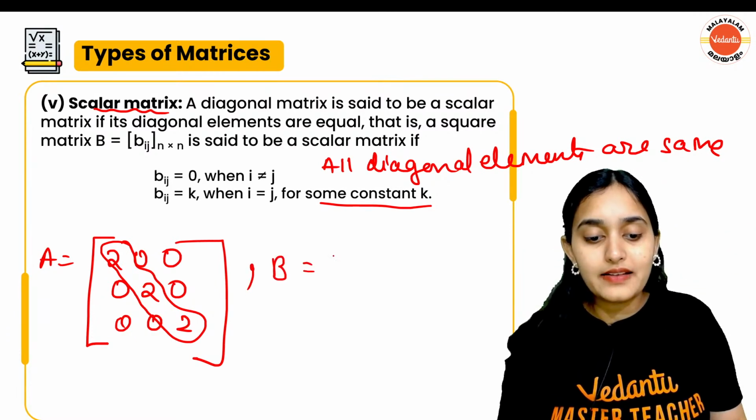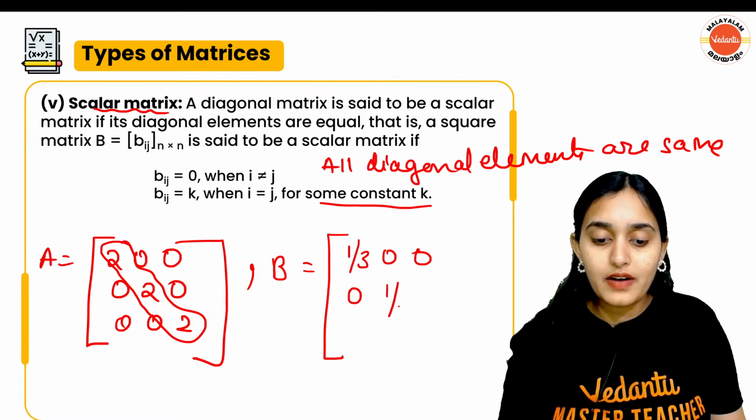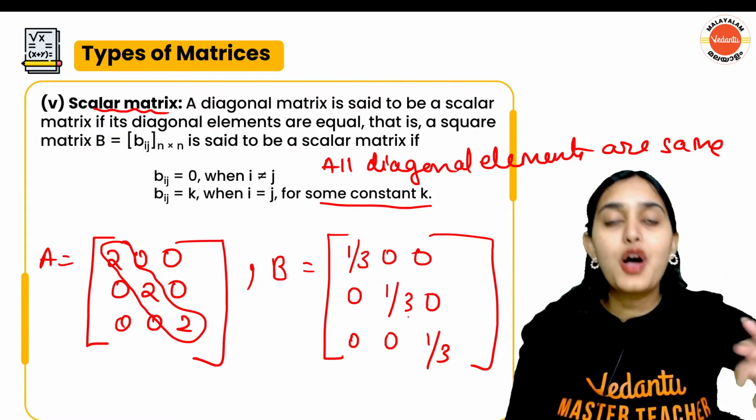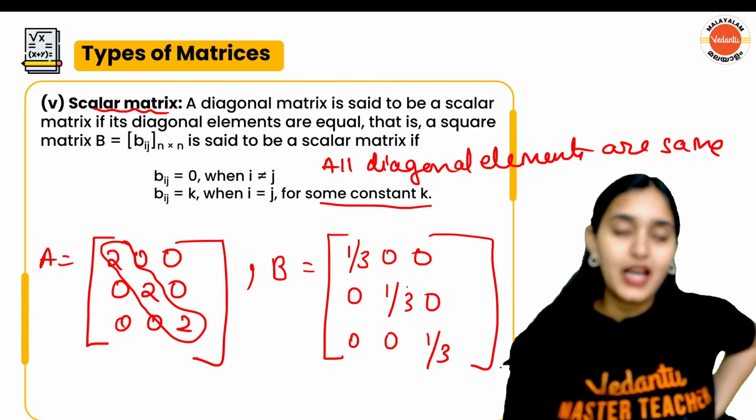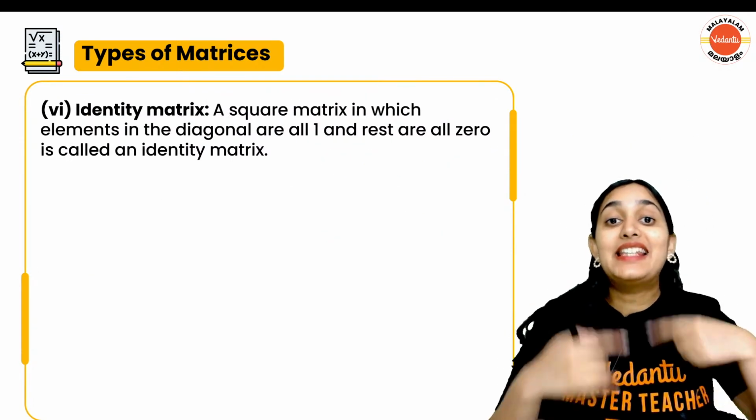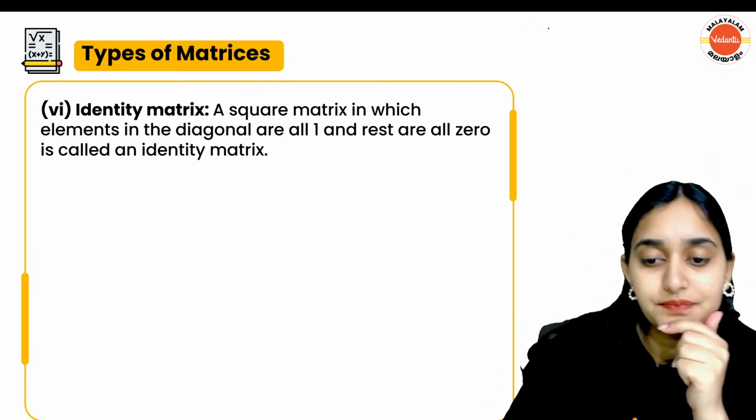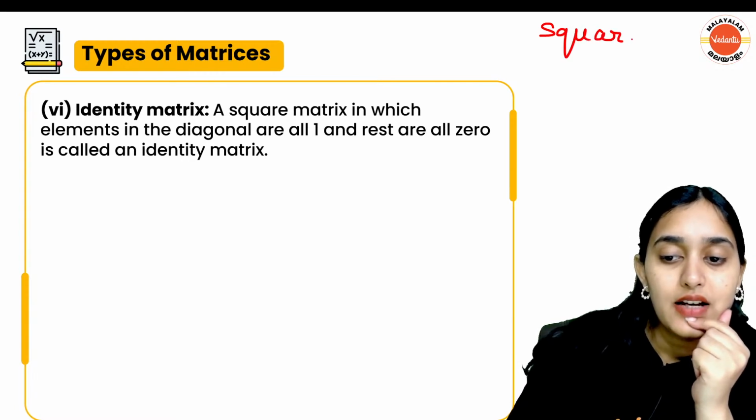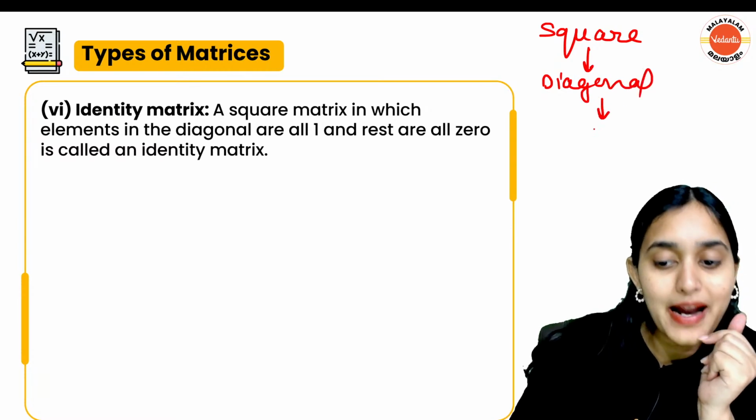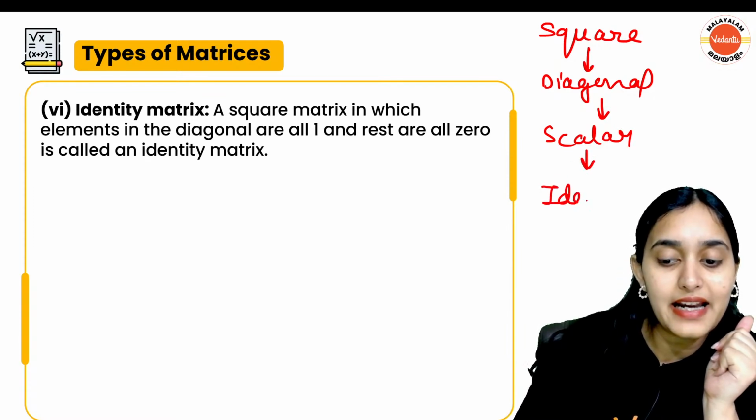Or you can take another example, suppose you have a matrix 1 by 3, 0, 0, 0, 1 by 3, 0, 0, 0, 1 by 3. This is again a scalar matrix where the diagonal elements are the same and apart from that every element is 0. Clear? Now, similarly, a scalar matrix is called a diagonal matrix. See, first of all, we have seen that from square matrix, we can define diagonal matrix. From diagonal matrix, we can define scalar matrix. From scalar matrix, we can define identity matrix.